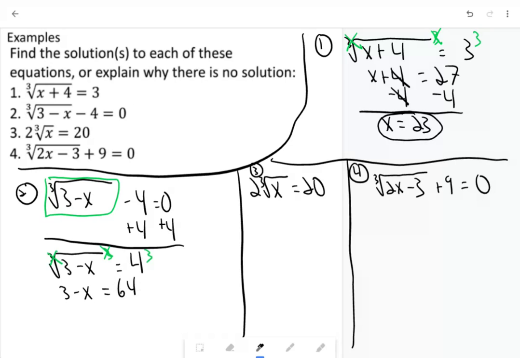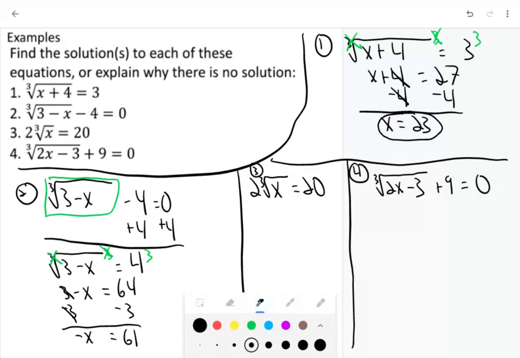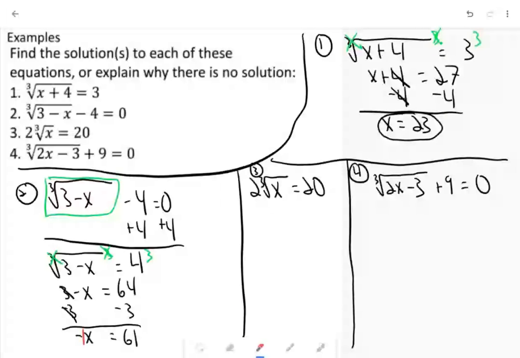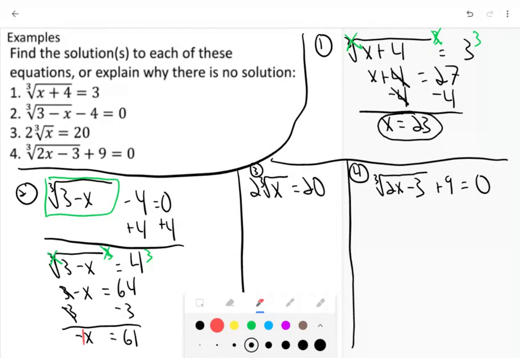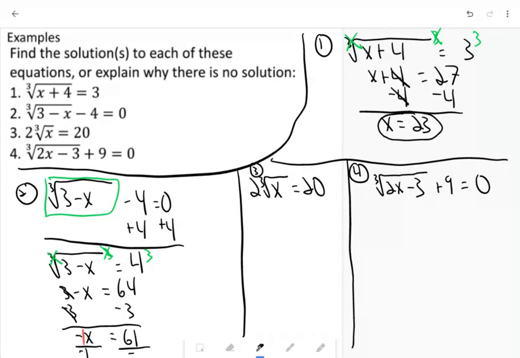Now I'm going to subtract 3 from both sides. So this gives me negative x equals 61. Now remember that negative is really a negative 1. So to finish this off, I'm going to divide both sides by negative 1. And I end up with x equals 61 divided by negative 1. So x equals negative 61.